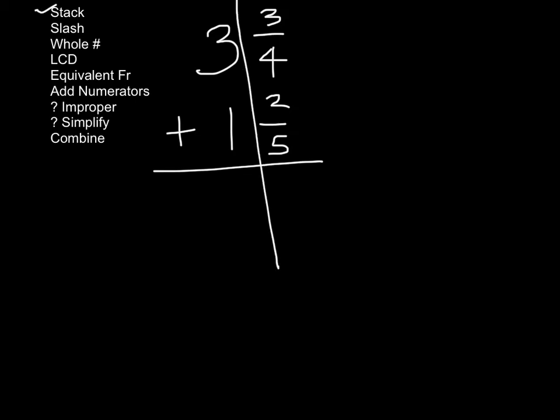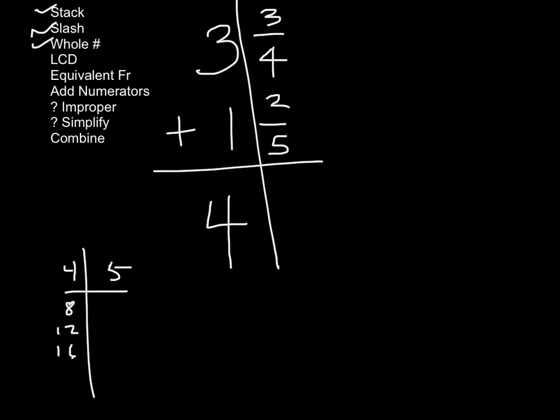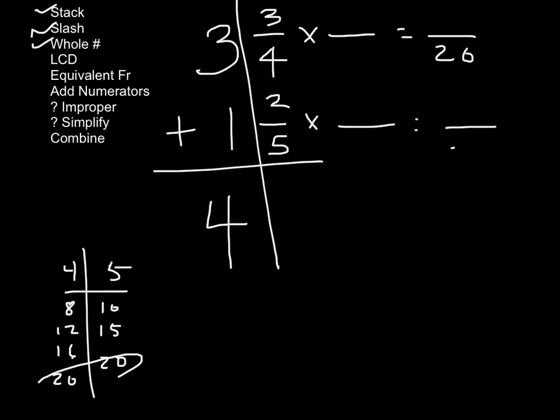Then I'm going to slash them into two separate questions. My whole numbers, 1 plus 3 is 4. Now I need my lowest common denominator, and I have a 4 and a 5 for my denominators. 4, 8, 12, 16, 20, 5, 10, 15, 20. There's my denominator. So make yourself the little chart. And my denominator is a 20.